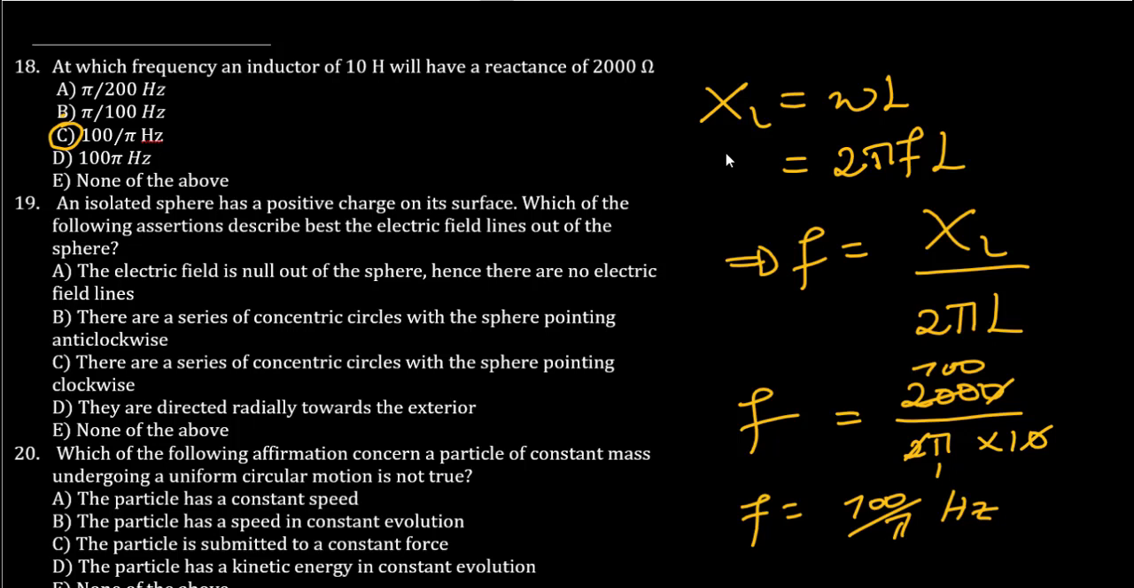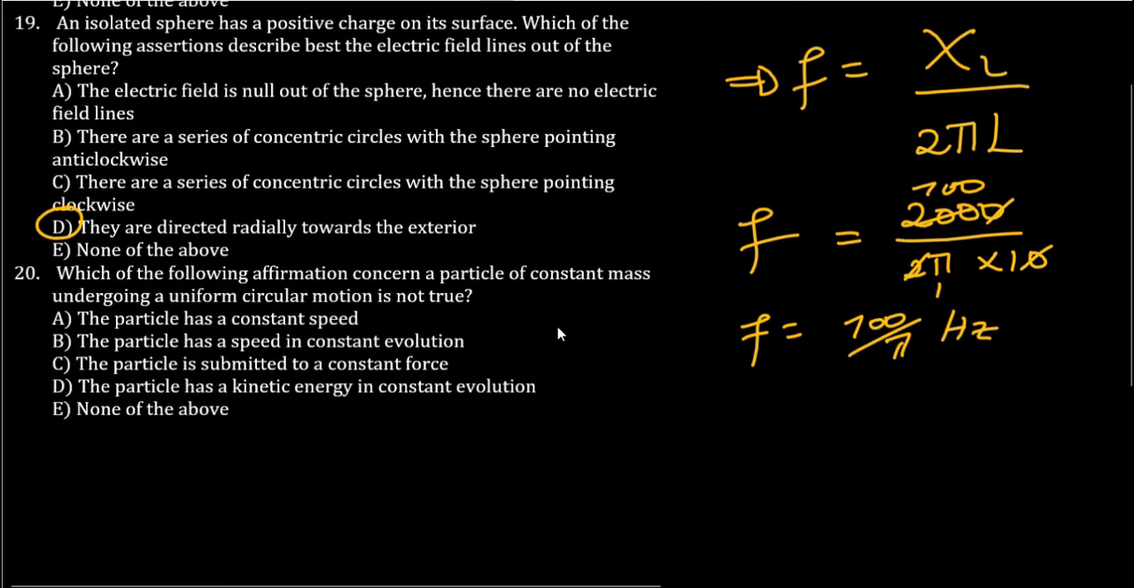So why is it actually option D? It is because when an isolated sphere has a positive charge on its surface, the electric field lines outside the sphere are directed radially towards the exterior. This is definitely due to the fundamental principles of electrostatics, that electric field lines originate from positive charges and terminate on negative charges. So amongst the options, the one that best describes it is option D. So we are going to take option D to be the correct option.